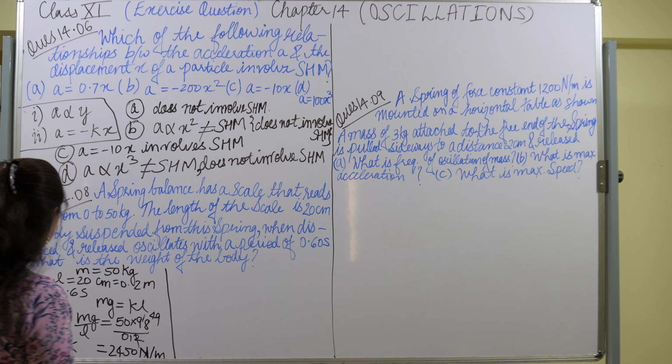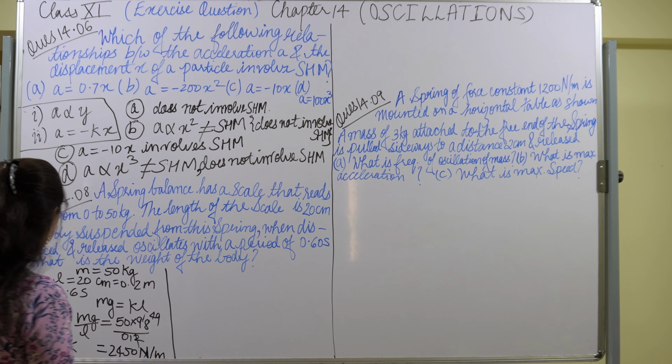We will apply the formula for the time period. The time period formula is given by T equals 2 pi under root capital M upon K. So we will find out the capital M, and the weight of the body is given by mg. Then we will substitute the value of m in W equals mg, multiply it by 9.8, and we will get the answer. Okay, so let us put down all the values.